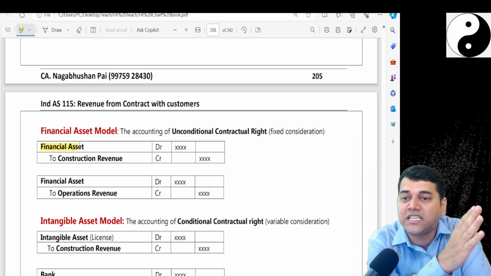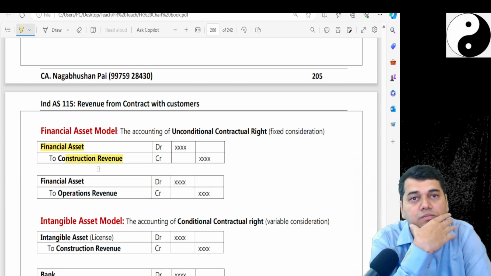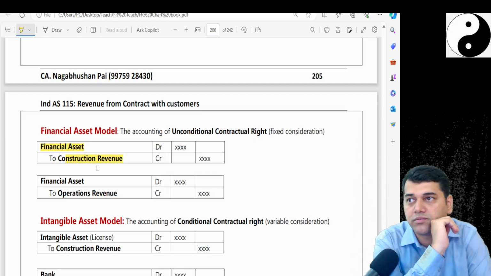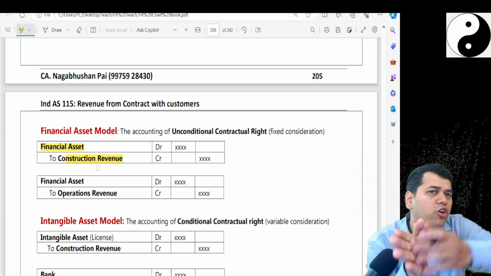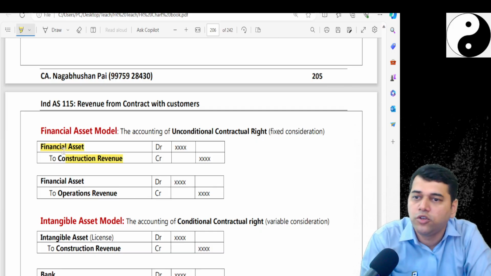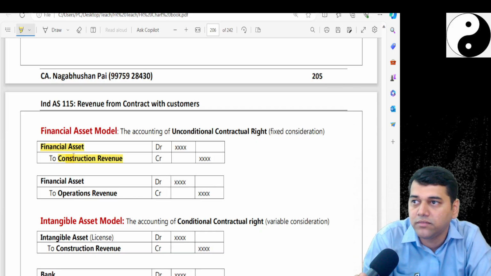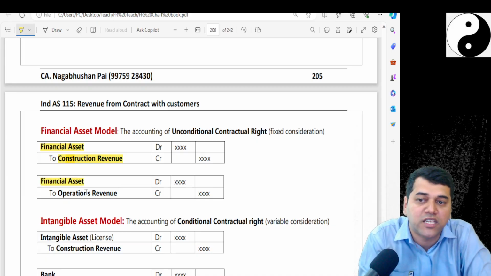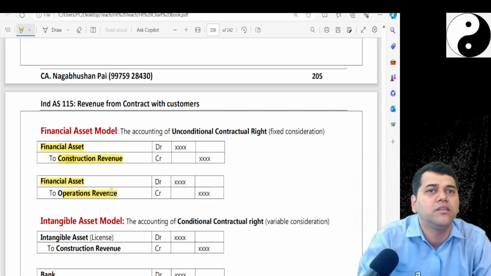Your accounting entry for construction will be financial asset account debit to construction revenue. Why? Because sure shot, government is going to give you 200 crores. The moment you complete construction, or on a partial basis, whatever you call the cost to cost input method, you will pass this accounting entry. Are you clear? Then during the operation phase, you pass the accounting entry, financial asset attributable to operations revenue. Simple. What's the difficulty?